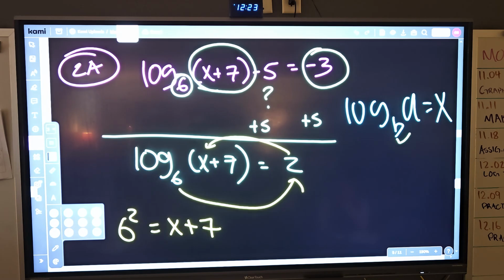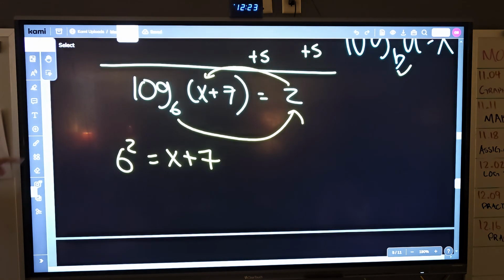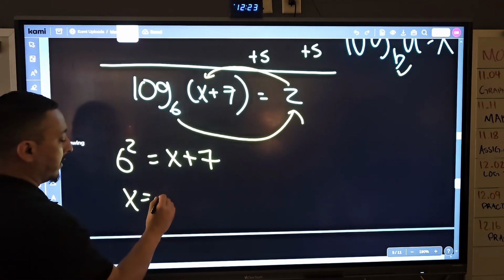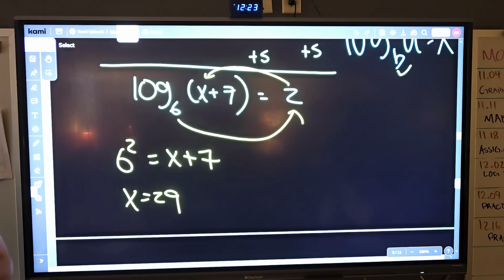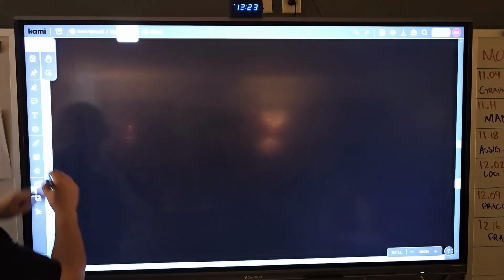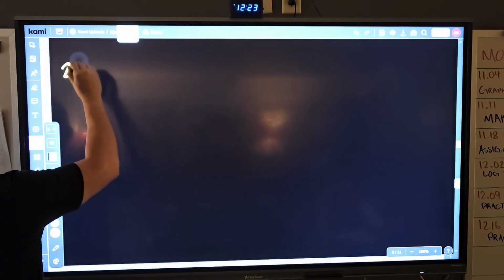So 36 minus 7 is 29. Is that right? Yes. Yeah, so x equals 29. Okay. You can graph it, but it's going to be at 29. Just remember that. Or just plug it back in. Your choice. Is that okay, guys? All good? Following? Okay. Last one. 2B.